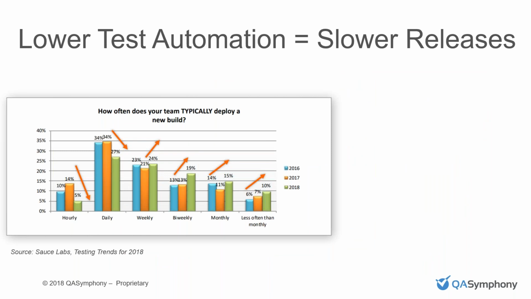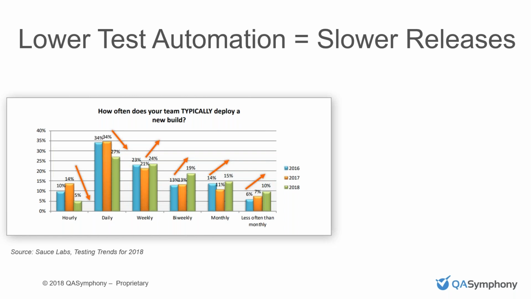The other thing that's going on is we're seeing lower test automation equals lower release cycles. This is a report that just came out from Sauce Labs, called Testing Trends of 2018. They've done it in 2017 and also 2016. And here's what's really interesting. If you look at this question, how often does your team typically deploy a new build? Back in 2016, it was at 10% for hourly. Then in 2017, it went to 14%. So you think, okay, we're adopting deploying faster, right?